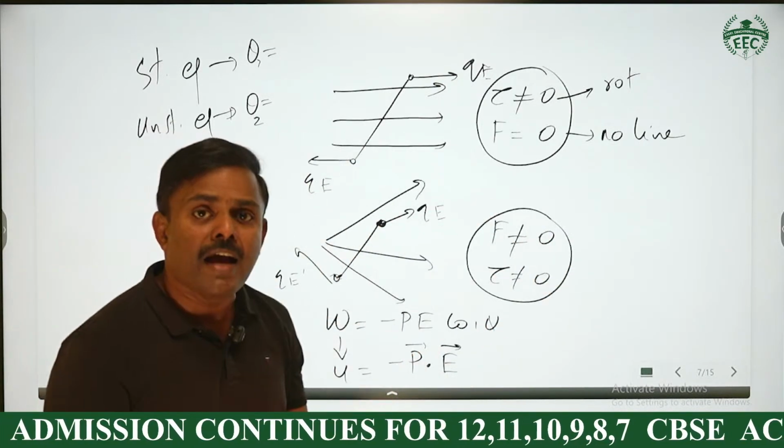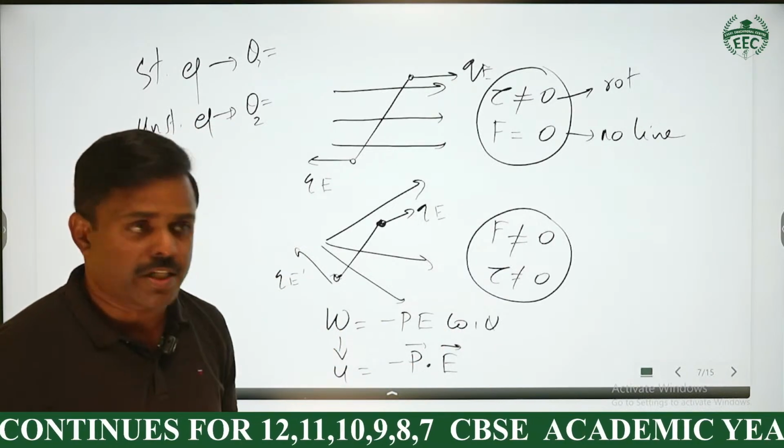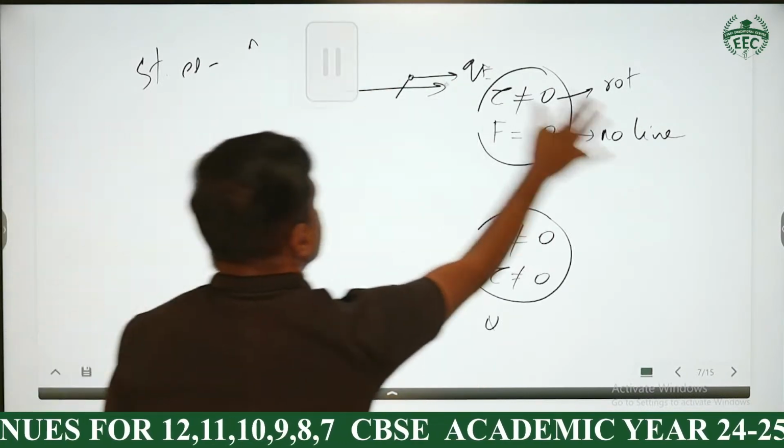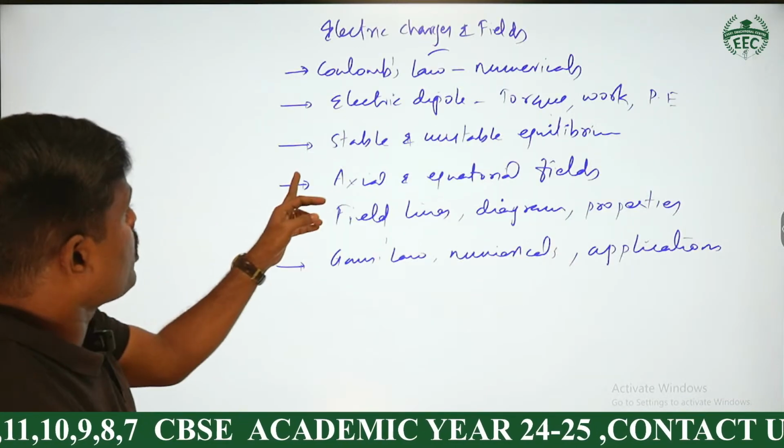That means the dipole will have both linear motion and rotational motion. That's all about the dipole. Right, let's move to the next one now. See this. Hope it's clear. Right, moving to the next point, stable, unstable.